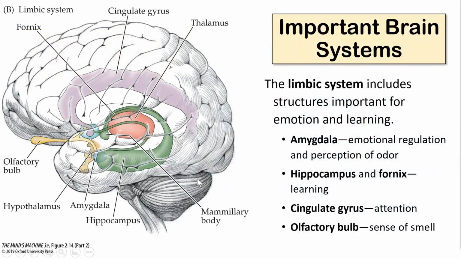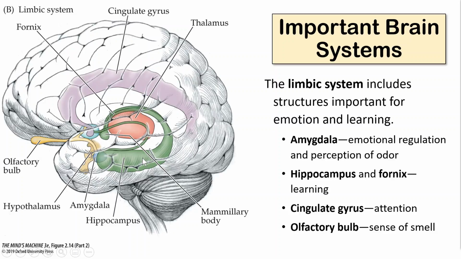Another important brain system is called the limbic system, which involves a number of structures that I want to highlight that are important for emotional processing and also memory formation and associated functions. So the limbic system includes everything from the hippocampus, which is here in green, and this almond-shaped structure here in blue called the amygdala, which is involved in emotional valence.